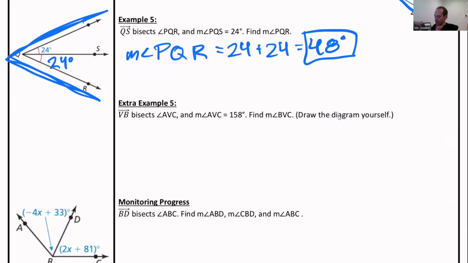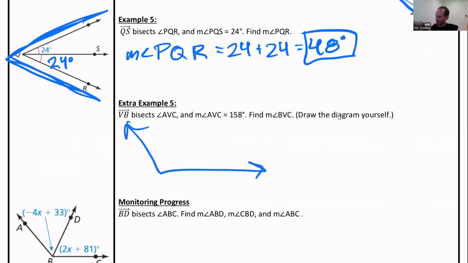All right. VW bisects angle ABC and measure of angle ABC is 158. Find BVC. Dang, they didn't give us a diagram. We got to make our own. That's okay. Look, we can draw an angle. Let's draw angle ABC, 158 degrees. Pause for a sec. Think, 158. That is an obtuse angle, right? Big angles. So I'm going to draw a nice big obtuse angle. A little something like that.